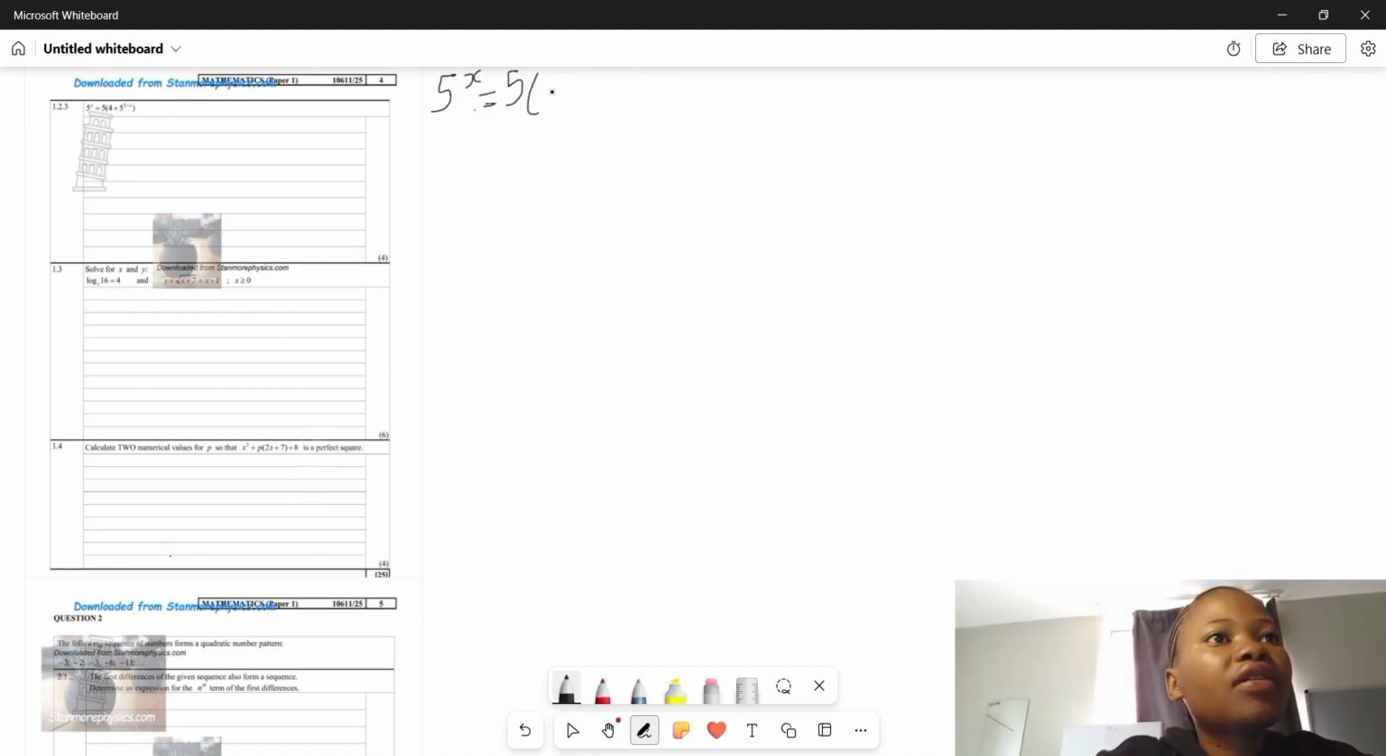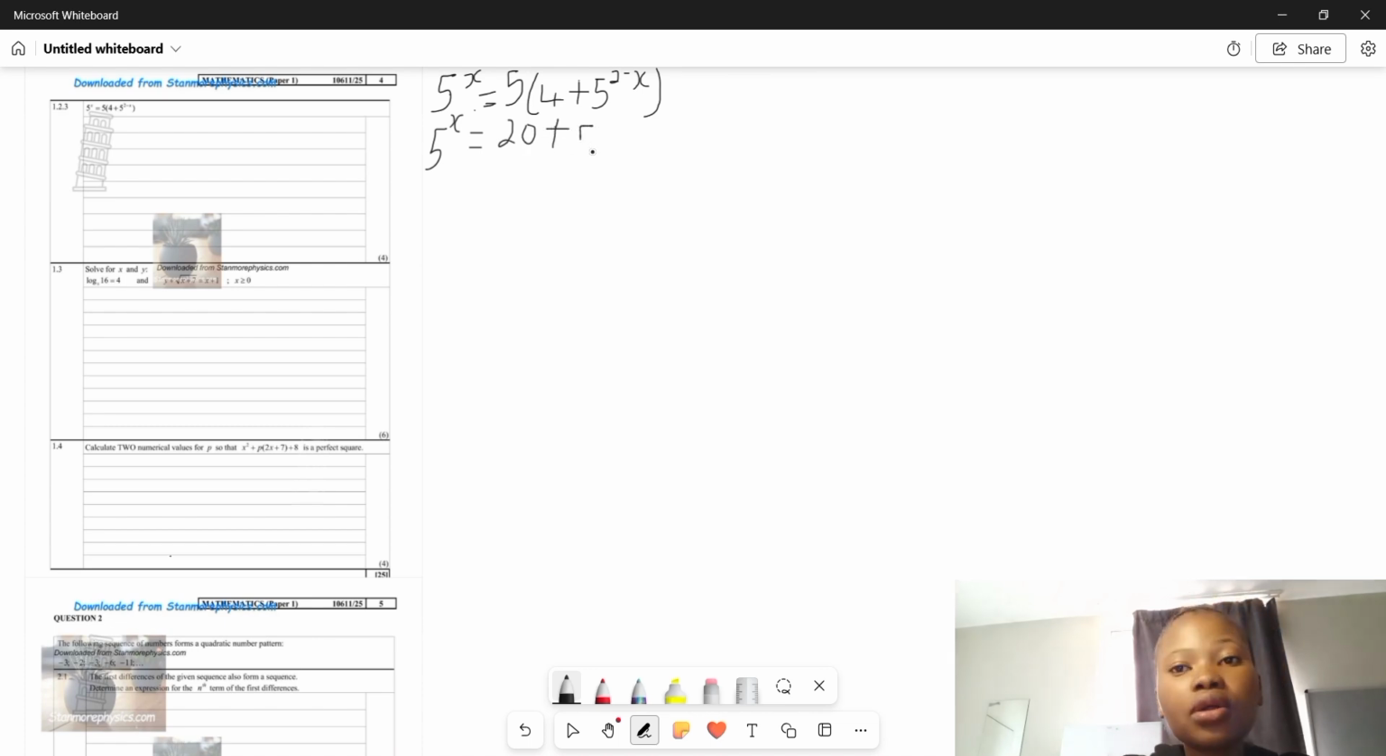So they've given us 5^x is equal to 5 into (4 plus 2x minus 5 to the power of x is equal to 5 into 4 plus 5^(2 minus x)). Now we're going to close our brackets. By the way, right now, because we are going to apply the rules of the exponents.